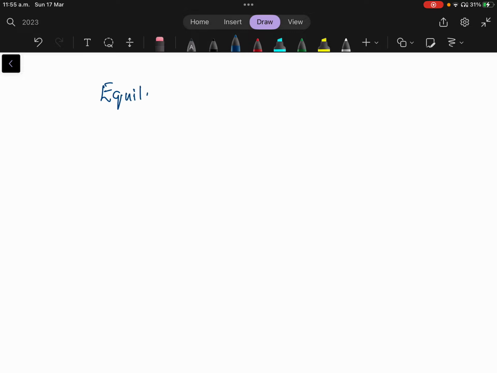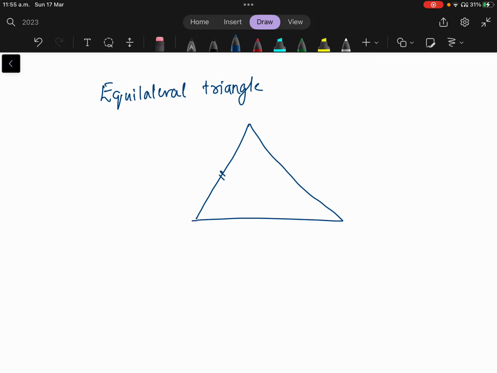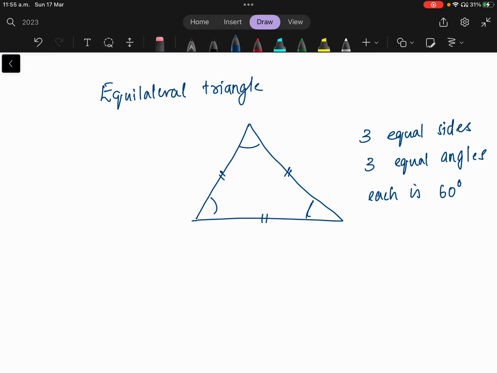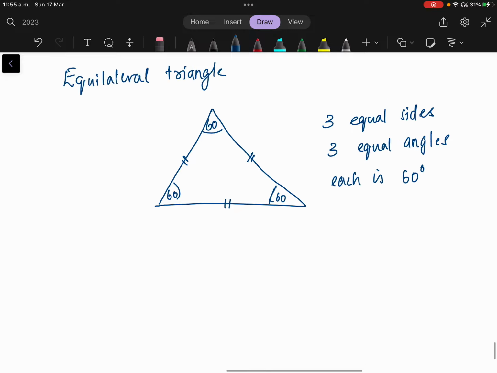Now there are three types of triangles which you have to learn. The first one is the equilateral triangle. Equilateral triangle means all sides are equal, which means this side is equal to this side is equal to this side. So three equal sides, and then these three angles are equal. So three equal angles, and each angle will be 60 degrees. So this will be 60 degrees, this will be 60 degrees, this will be 60 degrees. This is the equilateral triangle.